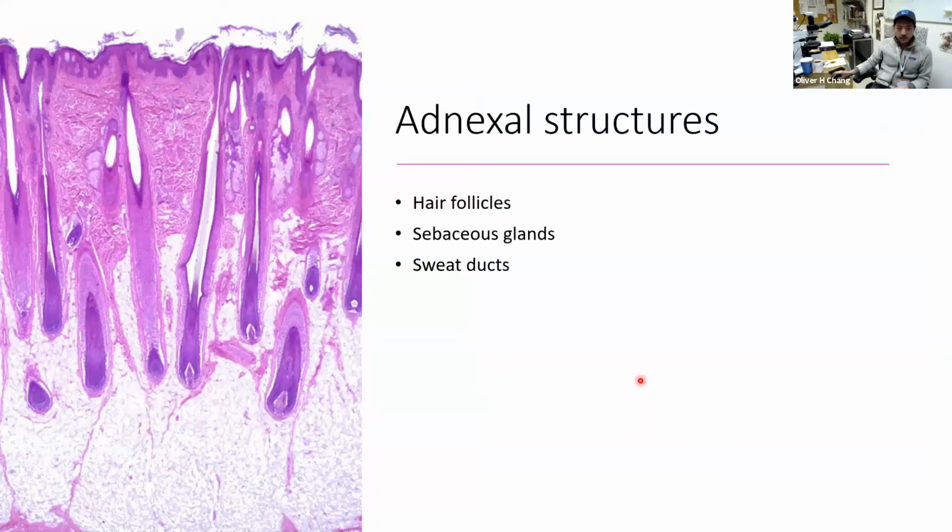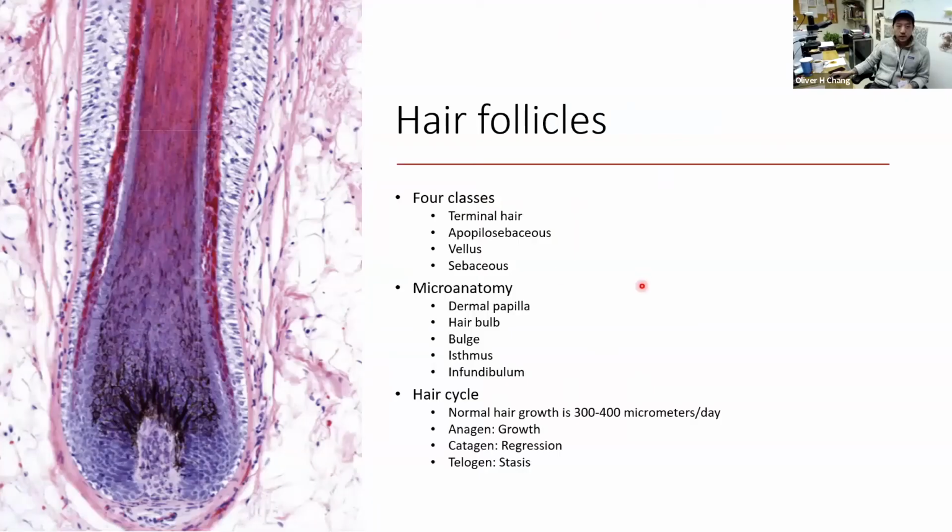Last thing in the skin, adnexal structures. Follicles, glands, ducts. 4 classes of hair: terminal hair that you'll see on your scalp, beard. Vellus hair you're going to see everywhere. And sebaceous, I mean, you'll have sebaceous glands everywhere, but especially chest, back, face.